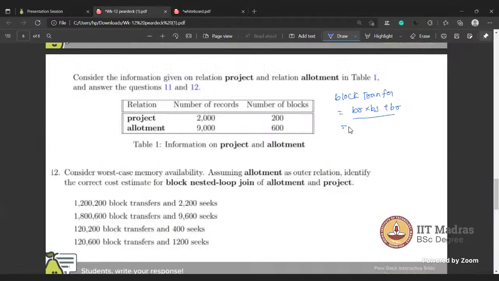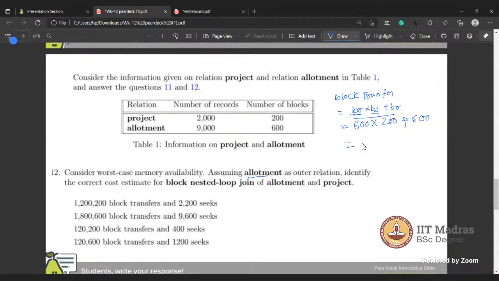Okay, so now, anyone? What is the number of blocks in the outer relation? Allotment is the outer relation. Number of blocks, okay, 600. So 600 into 200, sorry, I made a mistake multiple times, plus the number of blocks in 600.